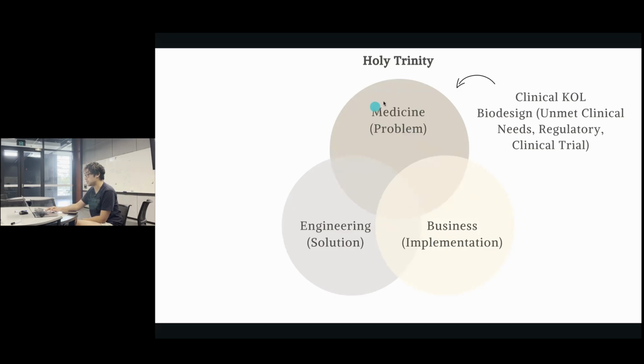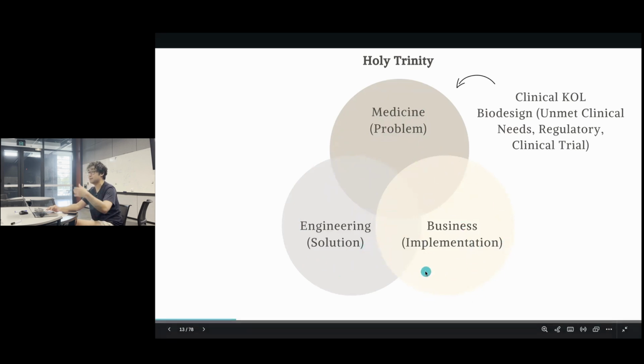The first being medicine. So that is, you need to have a good understanding of the problem you're working on. The second is engineering, right? So once you understand the problem, then you need to build a solution, and that's where you need engineers. And then the third is after you have a good problem and a good solution, then you need someone who's going to actually implement the plan, right? So you need business as well.